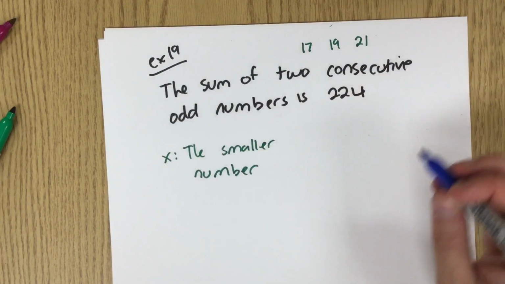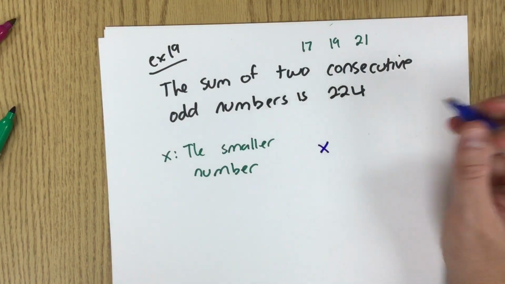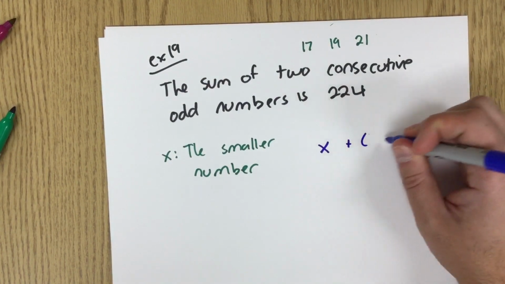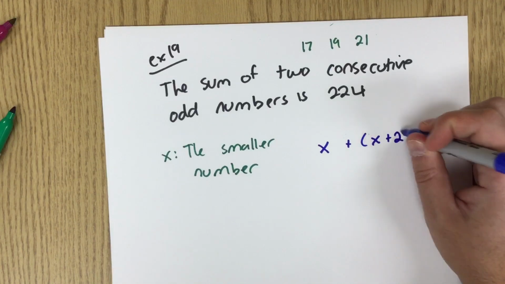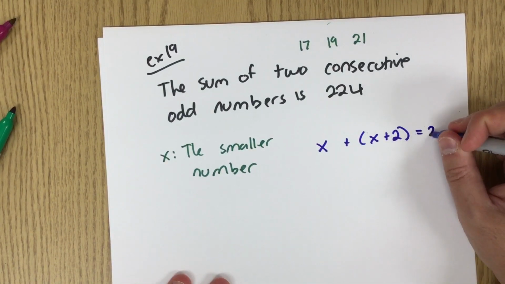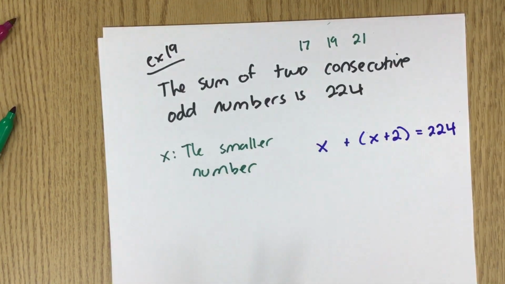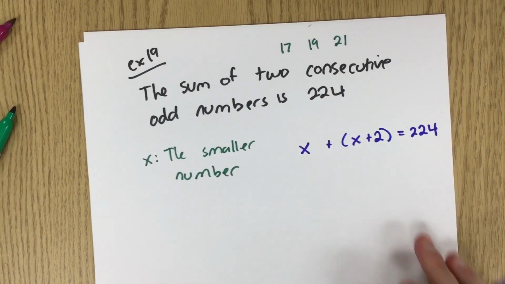So what we have is we're doing the sum of 2 consecutive odd numbers. That's our first odd number. And the second odd number is still the first odd number plus 2. And that gives us that.